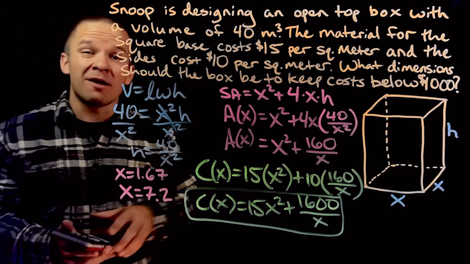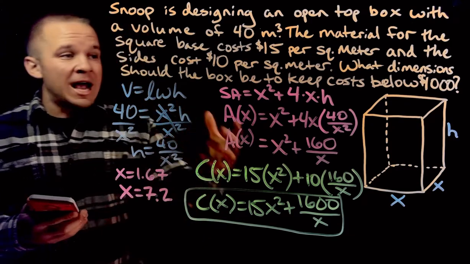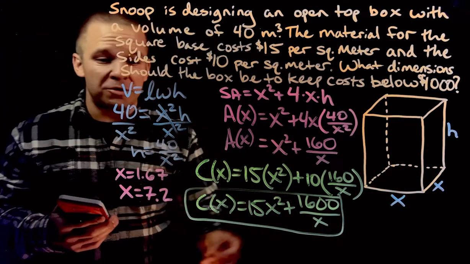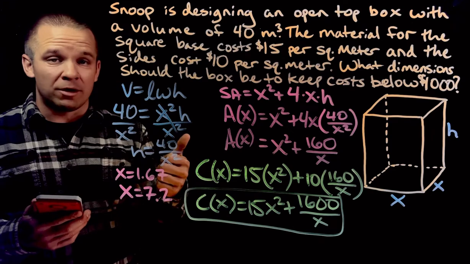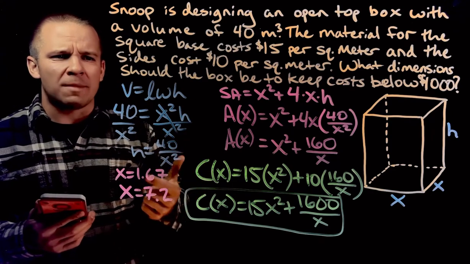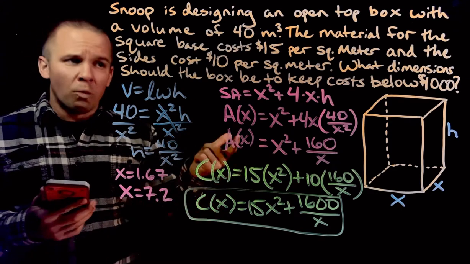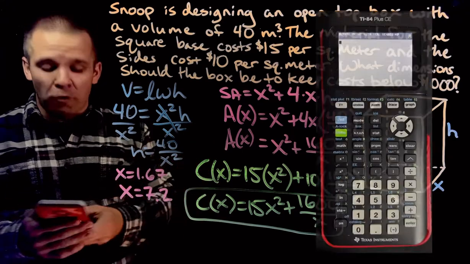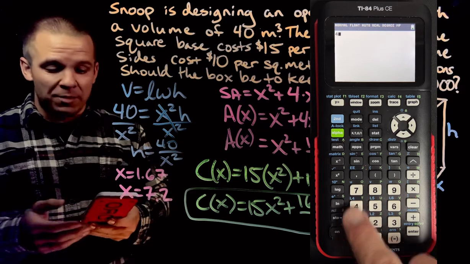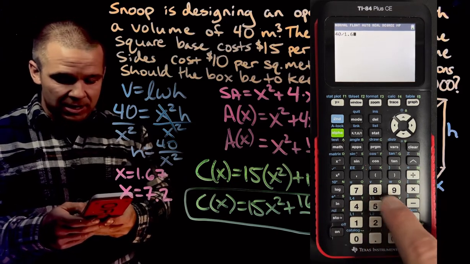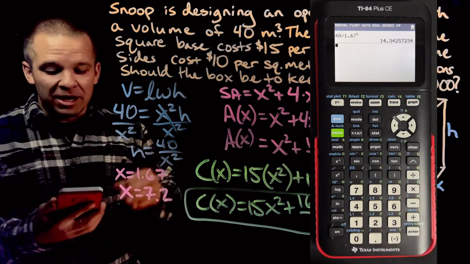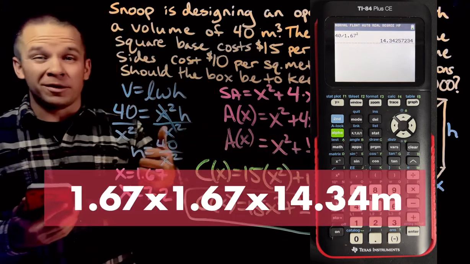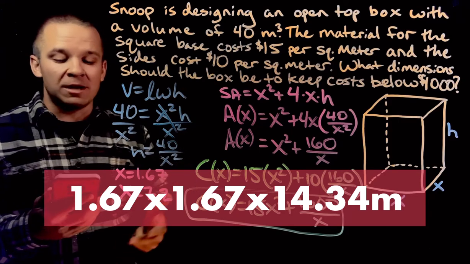Well, let's clear out of our graph. And what we have here is that x, those would be my two dimensions, right? So I'm going to have 1.67 by 1.67, but what's my height going to be? Well, I could use this handy-dandy h equals 40 divided by x squared to figure out what that would be, right? So I'm going to take that 1.67, and I'm going to square it, and I'm going to get 14.34 for my height of this one. So we have 1.67 by 1.67 by 14.34.